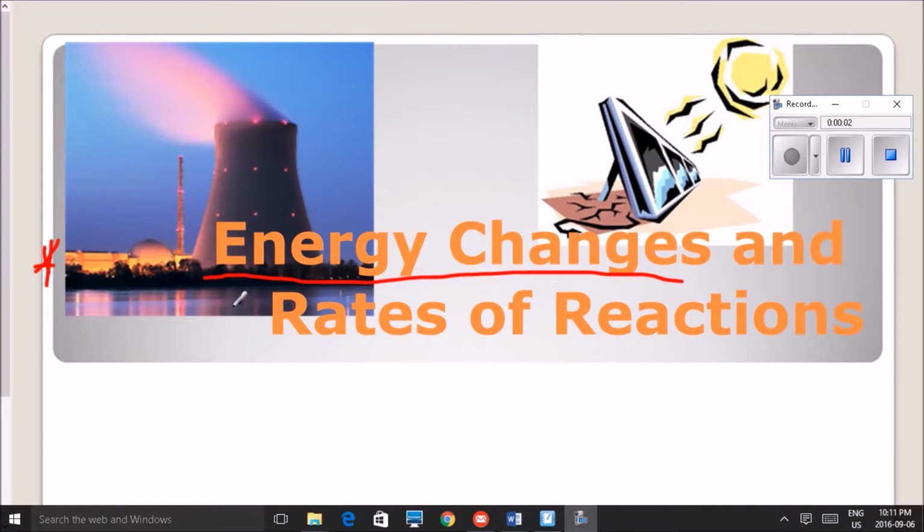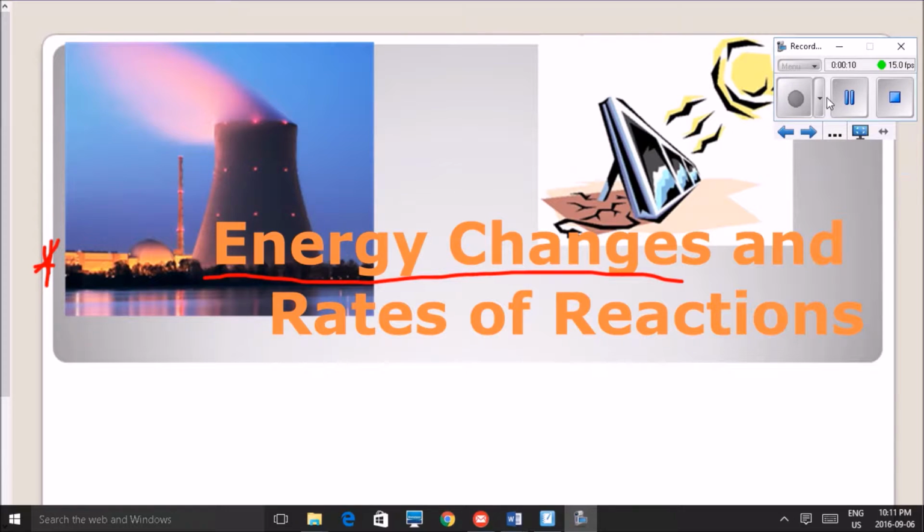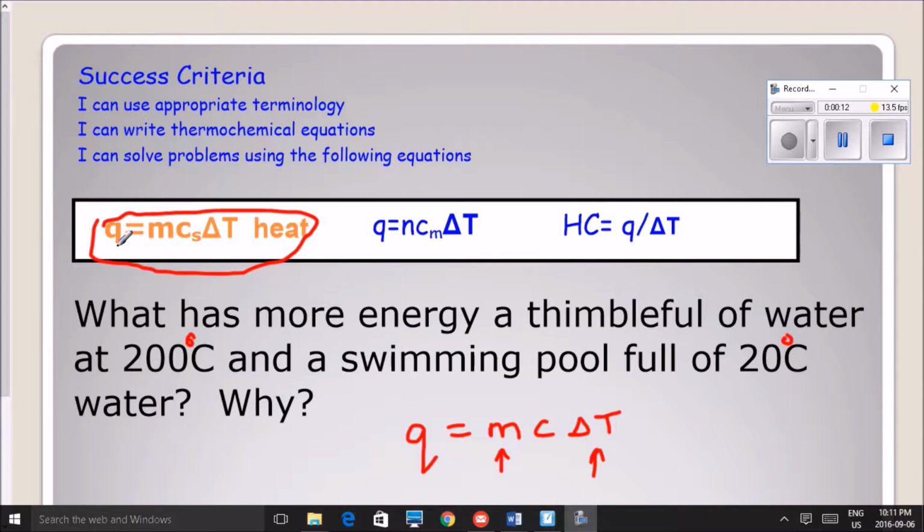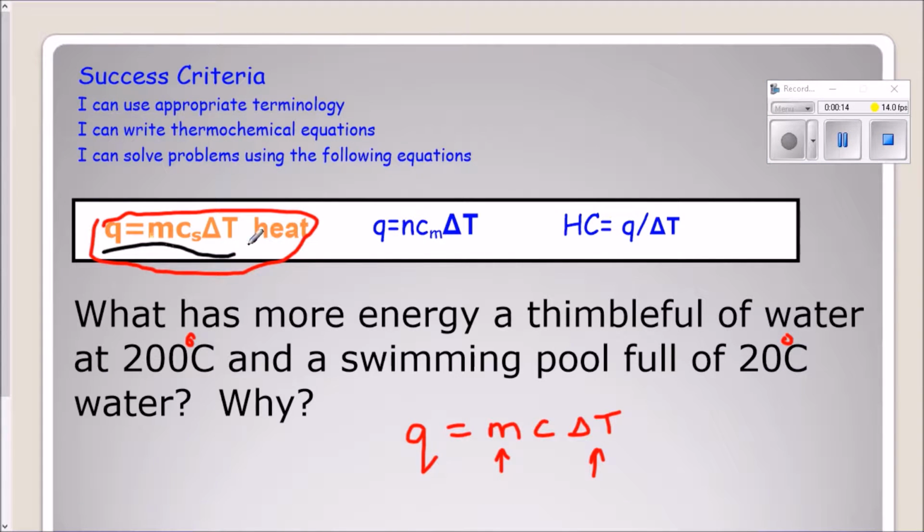12 chemistry students. Today we're going to continue from our previous video. We're going to talk about energy changes and not rates of reactions today, but this is our unit. I didn't finish this in the previous video, so we're going to do the Q equals mc delta T equation, which is the heat equation. We're going to learn how to calculate heat.